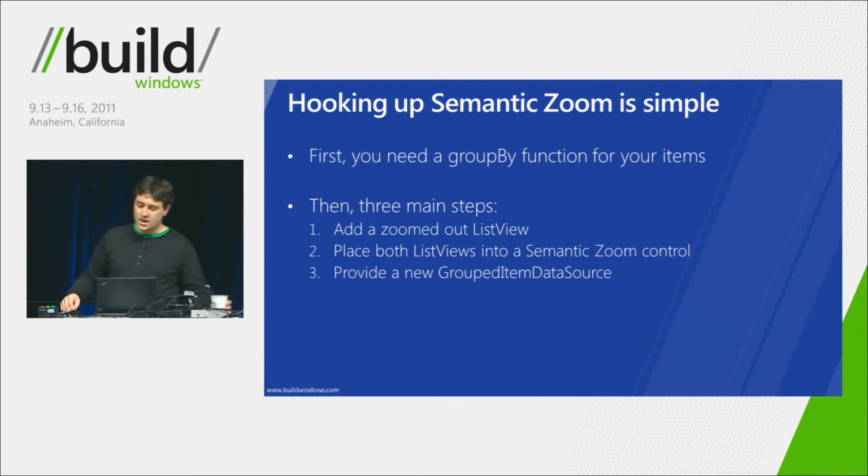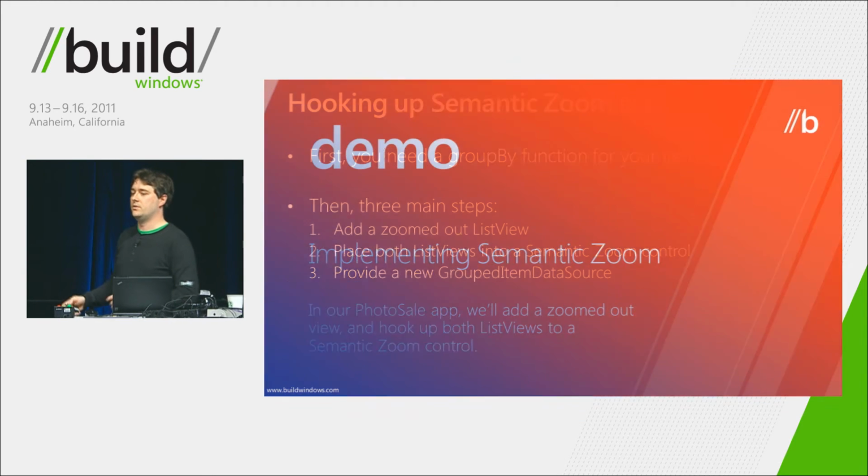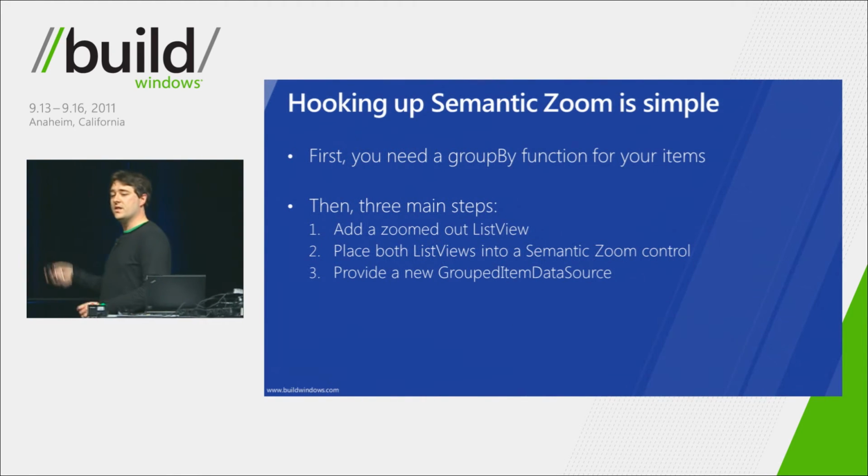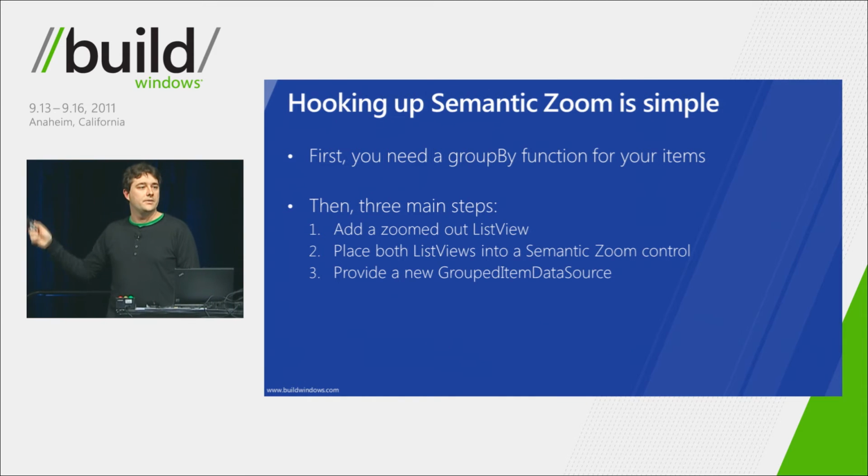And so I am going to, oh, sorry, I didn't talk through my points. The first thing you need is a group by function. And you'll remember in PhotoSale that we already have a group by function. And that's actually pretty standard. By the time you're trying to do semantic zoom, you've typically grouped up all of your different items. So this is usually a non-step in the sense that you've already done it.